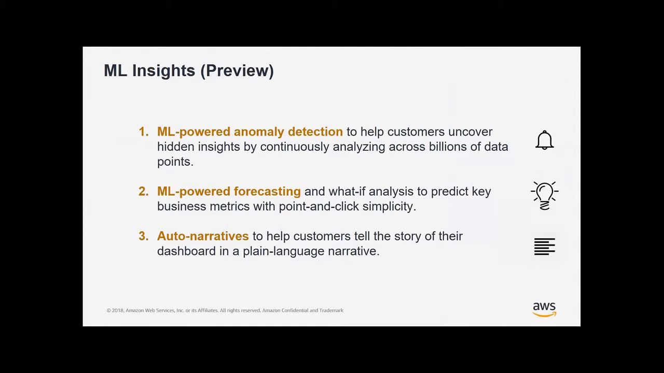Second being forecasting. So if I've got a trend of time series data, we can predict what those values are going to look like into the future. Both those ML-powered first two use an algorithm developed by Amazon about 8 or 10 years ago called the random cut forest algorithm. It's what Amazon.com uses to run many parts of the business, and you get to use it in QuickSight for free included.